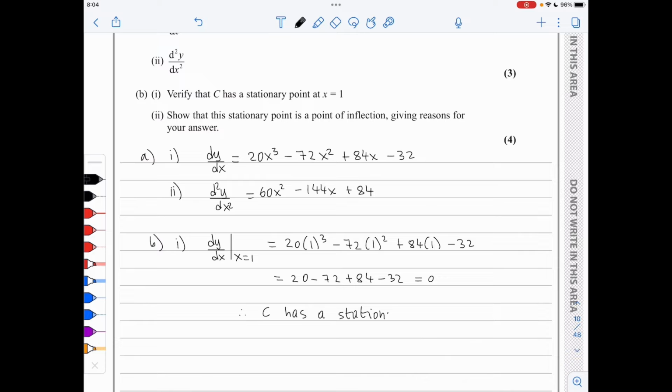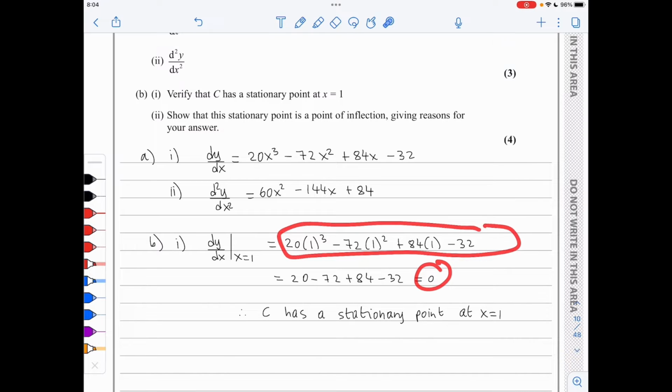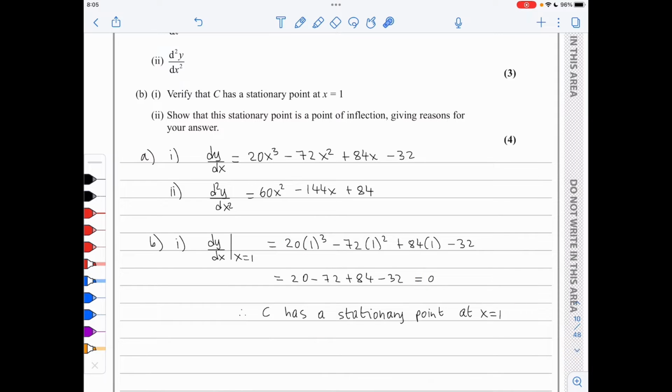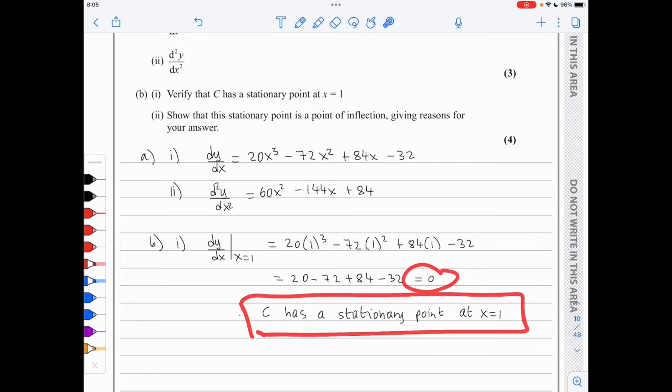Now, two things to note here. The first one is that you need to explicitly show the substitution of x is 1 and arriving at 0. So this has to be shown. You can't simply write dy/dx at x is 1 is 0. You need to show the working out. And you also need to write the conclusion. The fact that dy/dx is 0 tells me that C has a stationary point at this x is 1 value.